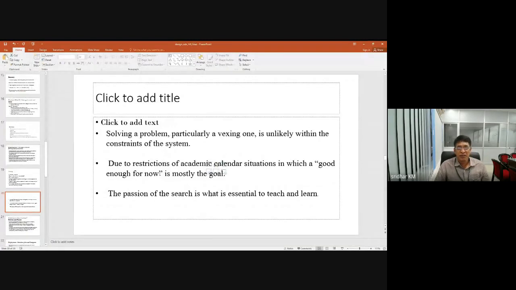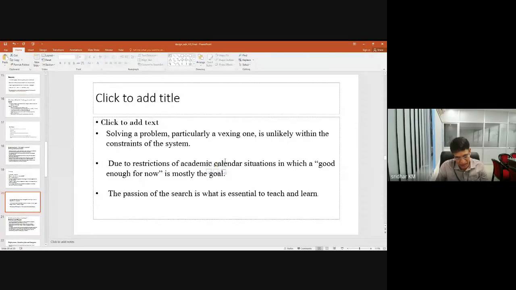Solving a problem is particularly a vexing one. It's unlikely within the constraints of a system. So due to restrictions of the academic calendar, we define our goal as good enough. Most of the time, because we have time limitations, our goal is restricted with respect to the objective. Time constraint plays an important role as an impediment to the design thinking process, because we cannot exactly define the time limit to complete a design thinking process for a particular problem. It depends upon the complexity of the problem and the ability to arrive at a solution. It may sometimes take days also.